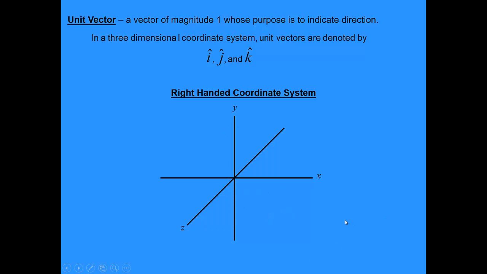Well, i cap is a unit vector of length 1 that is parallel to the x-axis. Positive i cap is to the right. Negative i cap is to the left. j cap is parallel to the y-axis. Positive j cap is up, negative j cap would be down. And k cap is parallel to the z-axis. It is in and out of the screen. Positive k cap is out of the screen. Negative k cap is into the screen.